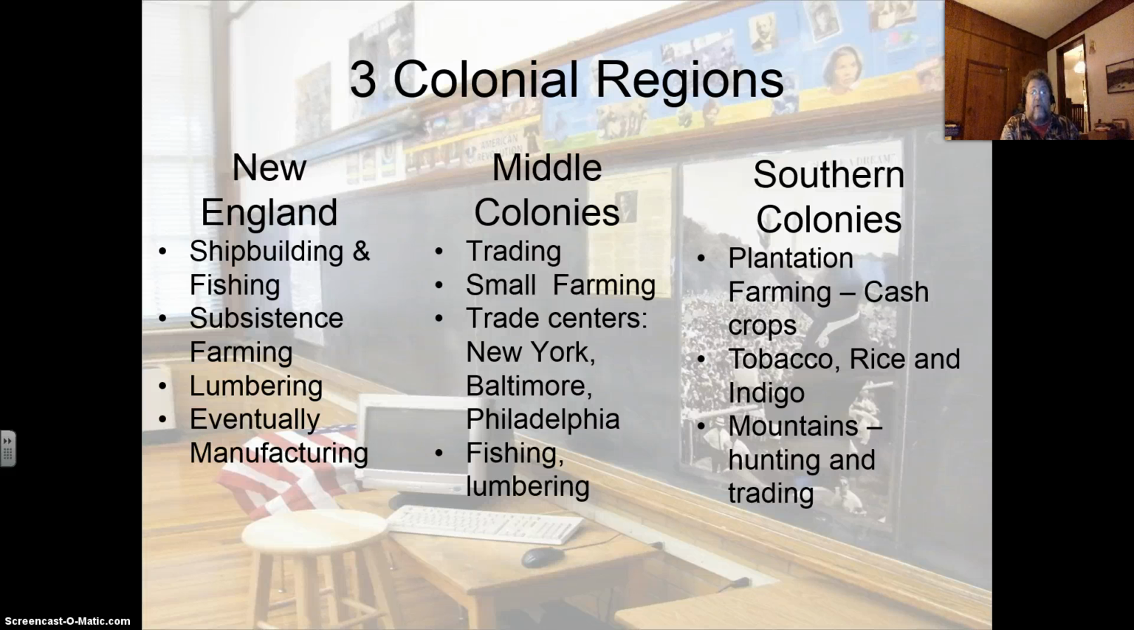Middle colonies, being in the middle, had seaports that would become trade centers: New York, Baltimore, Philadelphia, and of course along the coast, fishing and lumbering. And in the South, plantation farming, where they grew cash crops like tobacco, rice, and indigo, and off in the mountains, the lower economic people, on the totem pole there, hunted and traded.